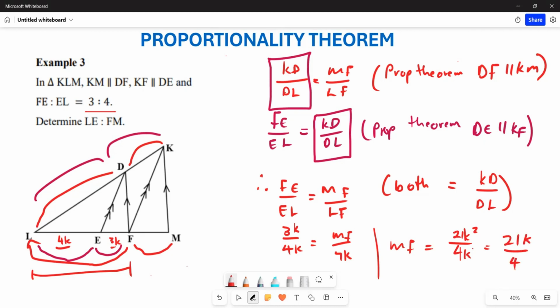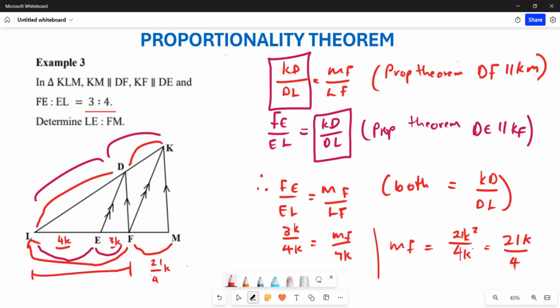So this is going to be my MF, right? This is going to be my MF. Now, what else am I going to do? Now I have my MF, which is given by 21K over 4. Altogether, that's going to be my MF that I've recently calculated.